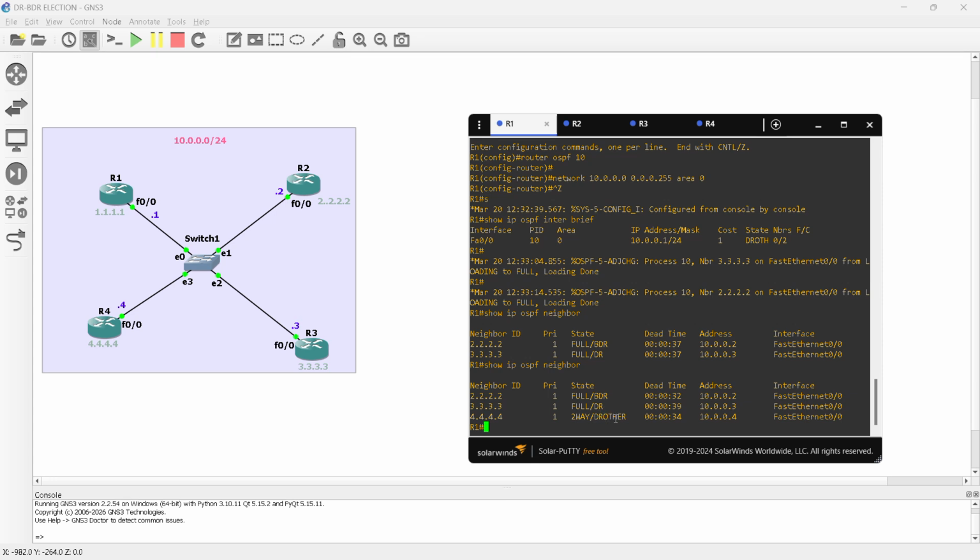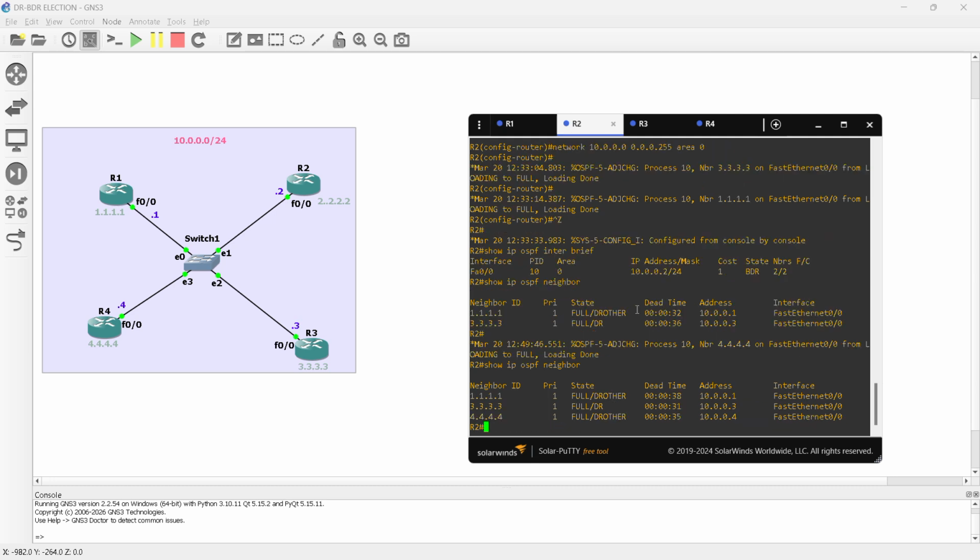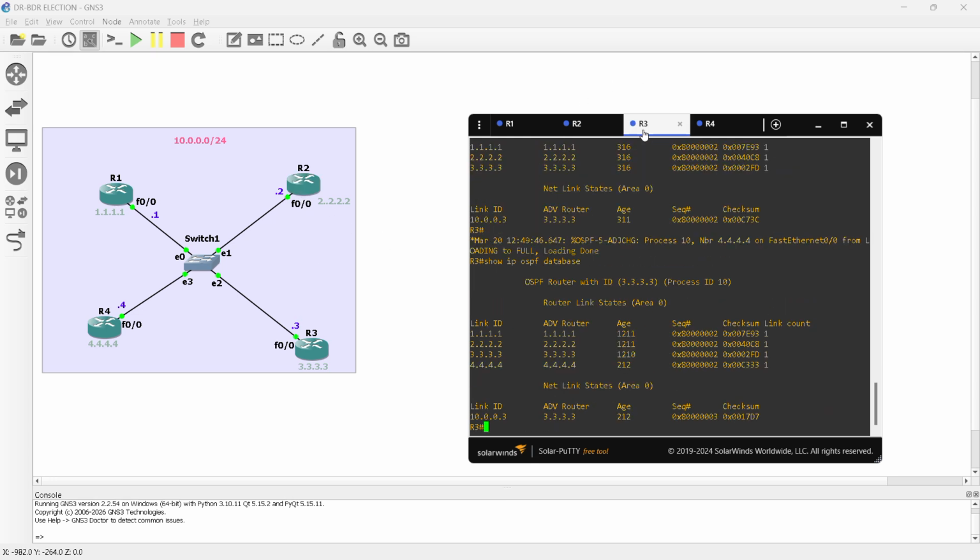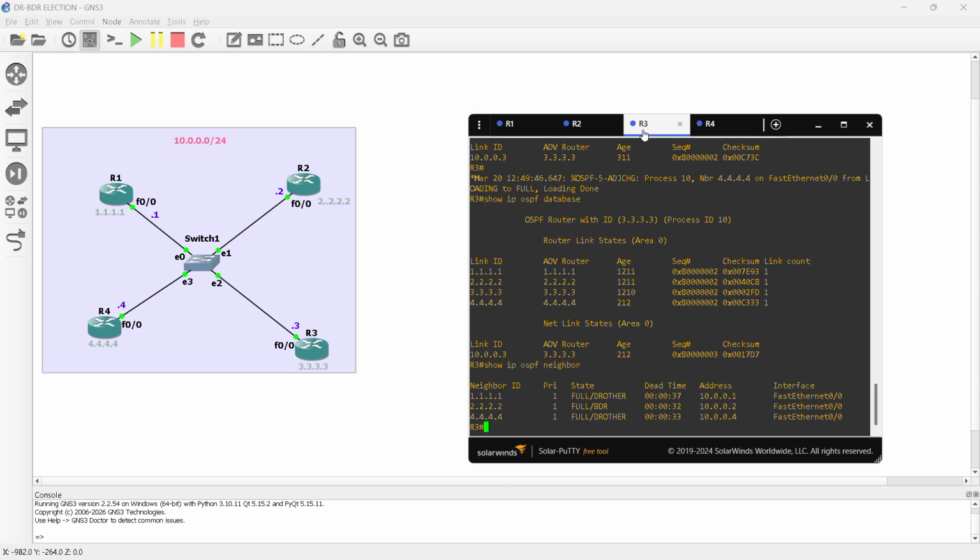Let us also go and check for R2. With regards to R2, as you can see, R1 and R4 are DR other, R3 is DR. It is in full state with everyone, since R2 is BDR, so it makes adjacency with all, DR and DR others. Let's check for R3. As you can see, everyone is full.